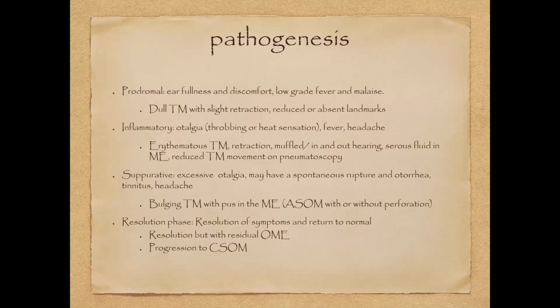The second phase is inflammatory. The patient will have otalgia and fever. Fever is the fifth component of inflammation. Also headache. And when you do ear exam or otoscopy, you'll find that the TM is erythematous. In the beginning lecture, we saw a hyperemic TM, retraction, and the patient will have reduced or muffled hearing. And because the eustachian tube is involved, when you do pneumatic otoscopy, you'll find the eardrum is not moving as it should.